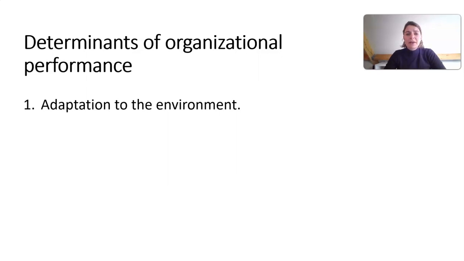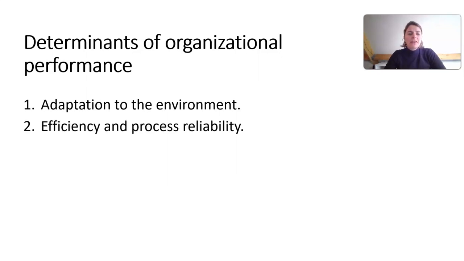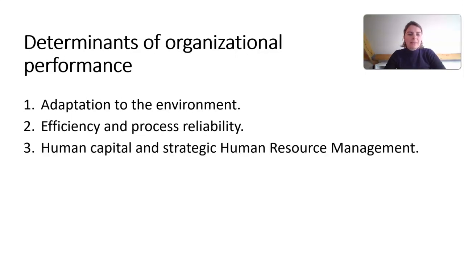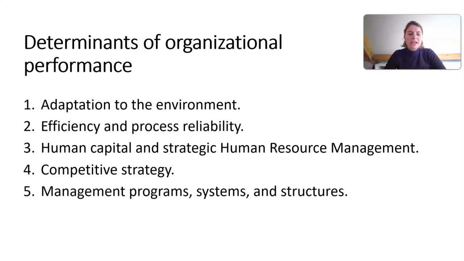So here the first one is adaptation to the environment. They should be efficient and focus on process reliability. They need to focus on human capital and strategic human resource management. They need to address a competitive strategy. And finally, they can engage in management programs, systems, and structures. Each of these 5 determinants of organizational performance, I will discuss in this video lecture by providing an example for each of those. So the first one, adaptation to the environment.